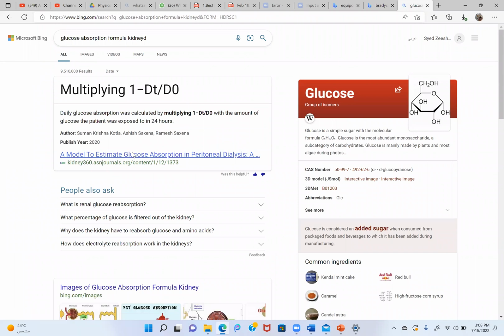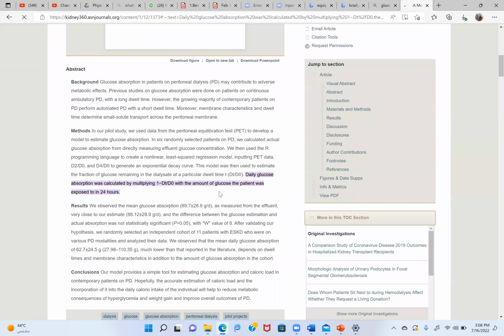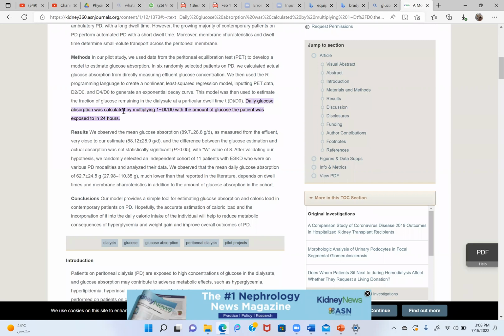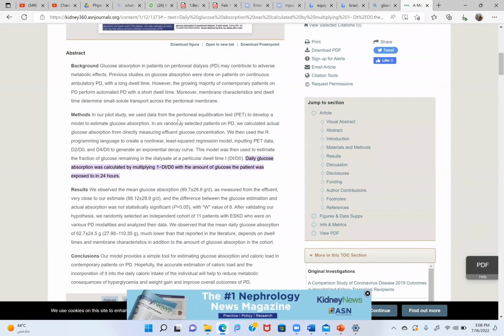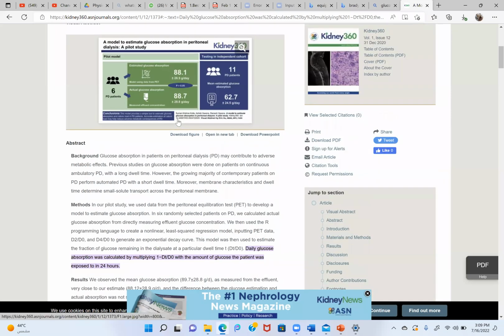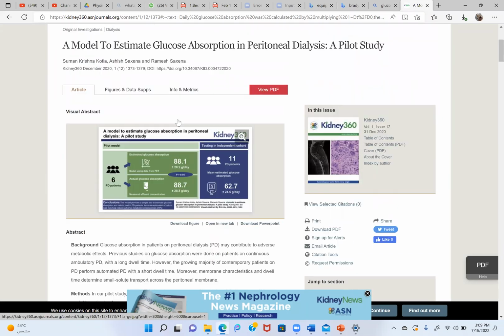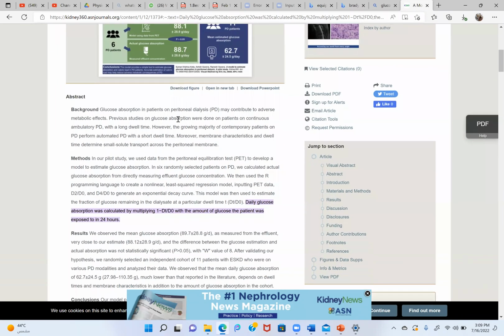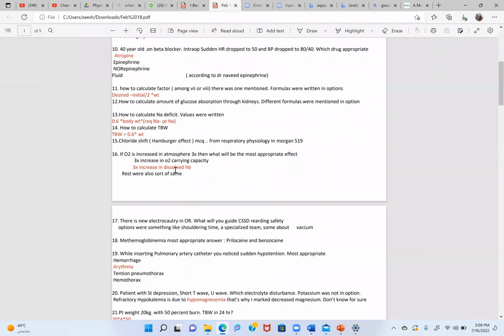Have you probed this question? Daily glucose absorption was calculated by multiplying d1 minus dt or do. What is this, dt or do? Anyone has got any idea about this dt do? No, sir. So I'm just bypassing it. I have no idea about it.